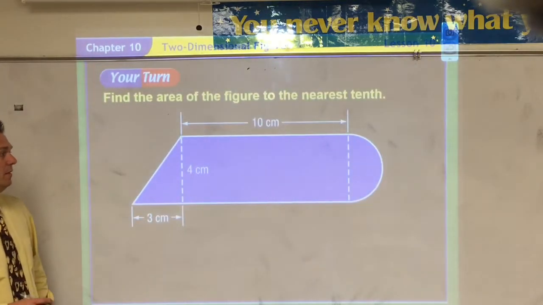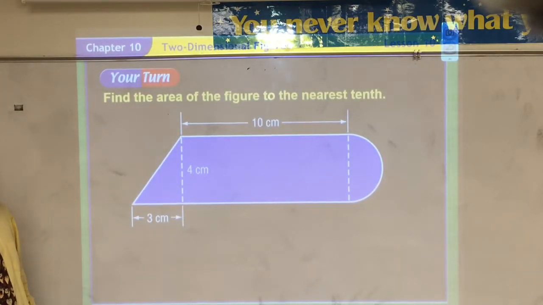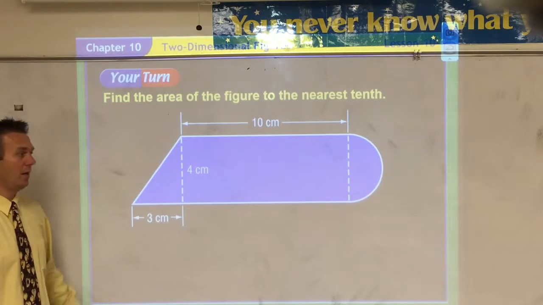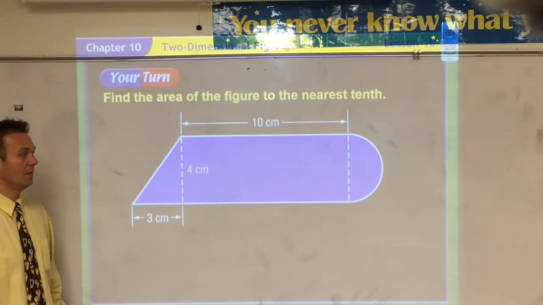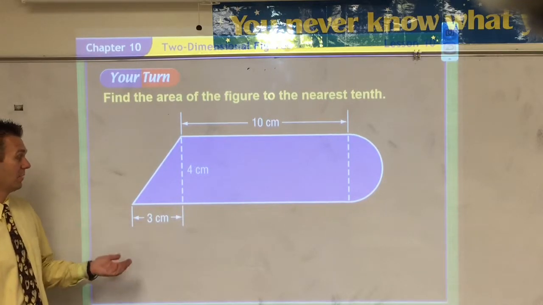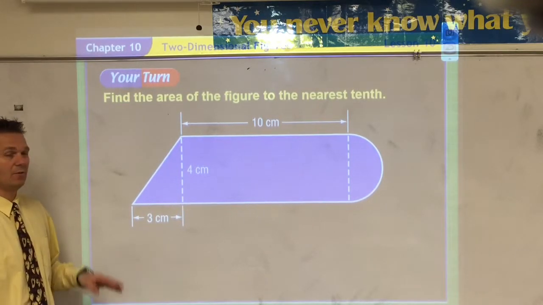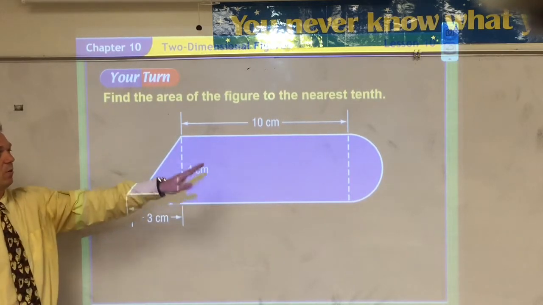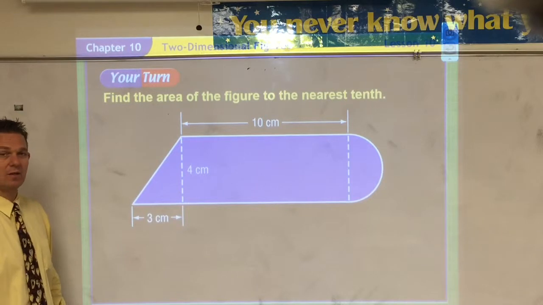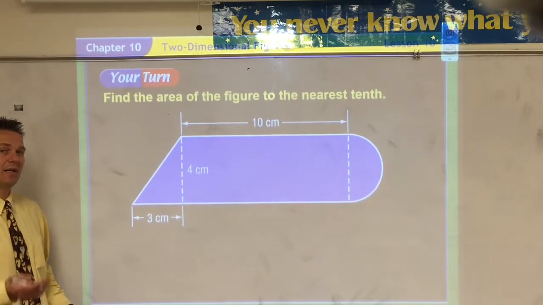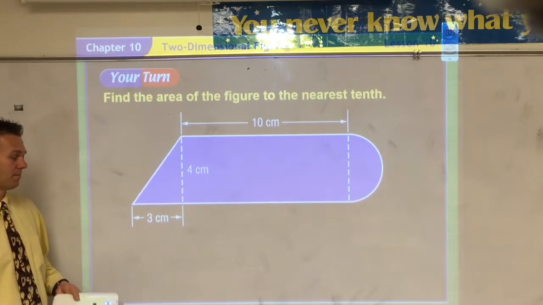So now here's your turn. Go ahead and draw this object, and hopefully you see a triangle, a rectangle, and a semicircle in this particular one. So go ahead and draw it, put in your measurements, 10 centimeters, 4 centimeters, and 3 centimeters. You're going to have to use three different formulas and solve to find the whole area of this irregular figure. Go ahead and do that now, press pause, see if you can get it, and then come back and check to see your answer.